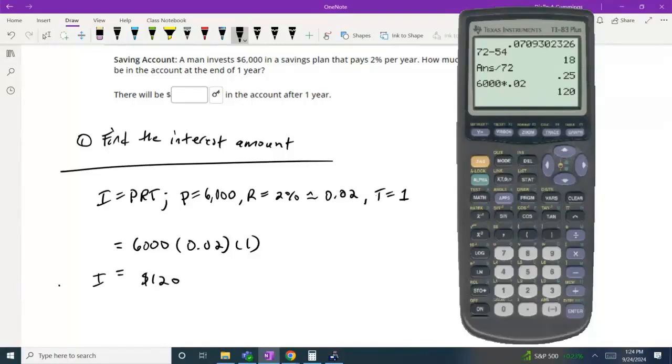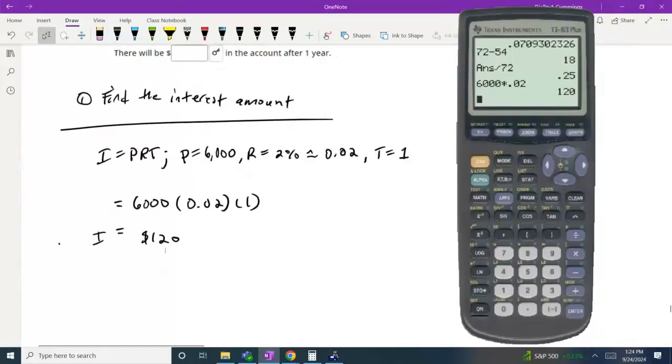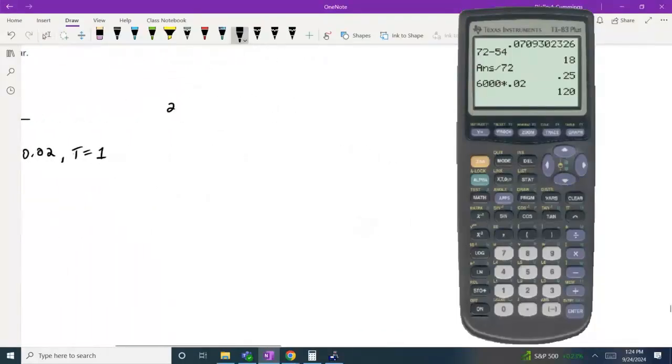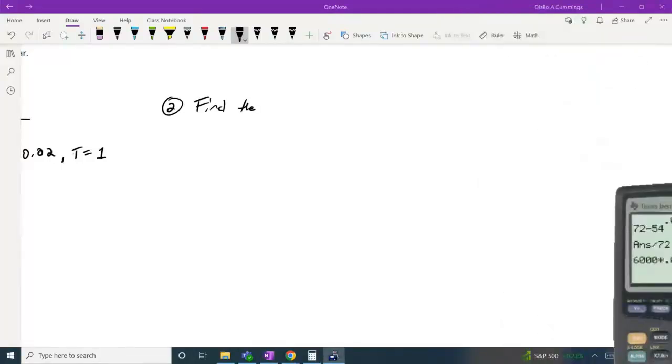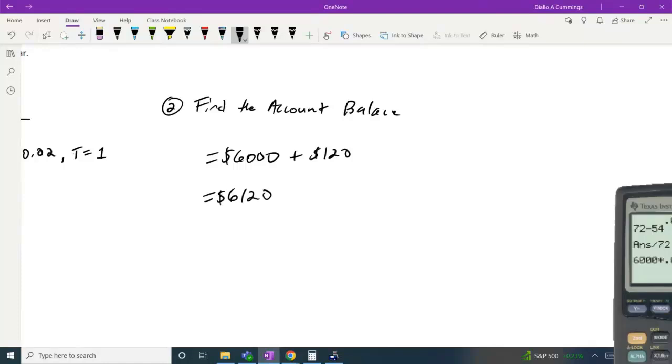So now in order to find out how much money is in the account, I got to do what? I have to take the original amount of money that was in the account and add to it the interest. So find the account balance. That's going to equal 6,000 plus the $120 interest. So that's $6,120.